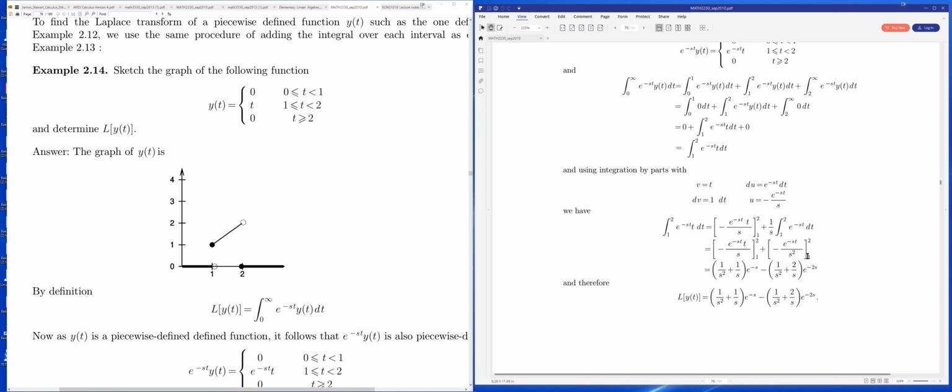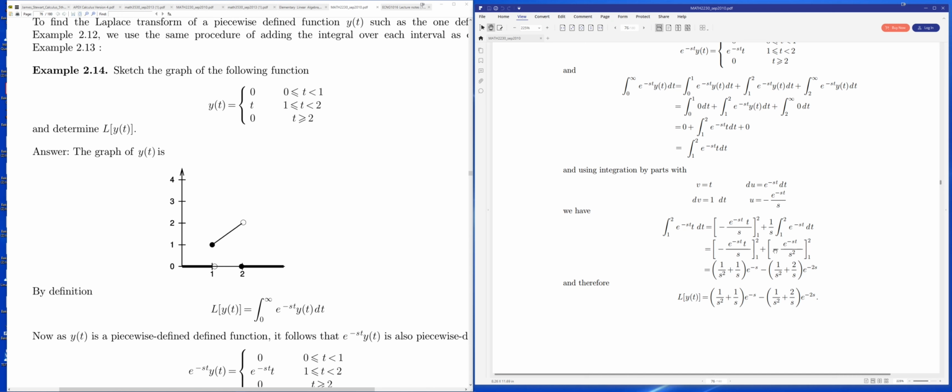And similarly, when I put in t is equal to 1 over here, right, I'm going to get a minus for this one because I'm subtracting here. So I'd have minus minus here, and that minus minus is a plus, and I get e to the minus s on s squared. So that e to the minus s on s squared is just 1 on s squared, right?